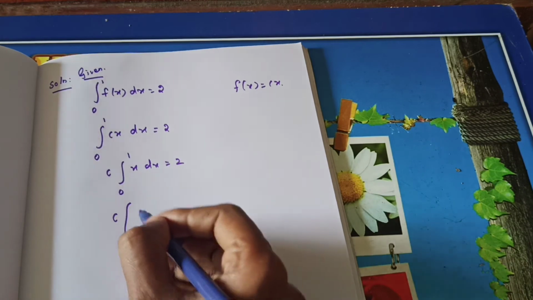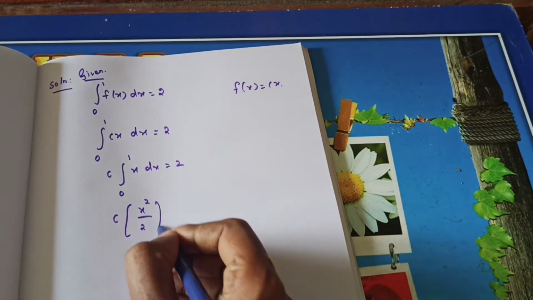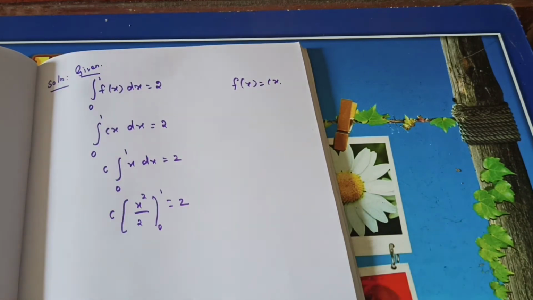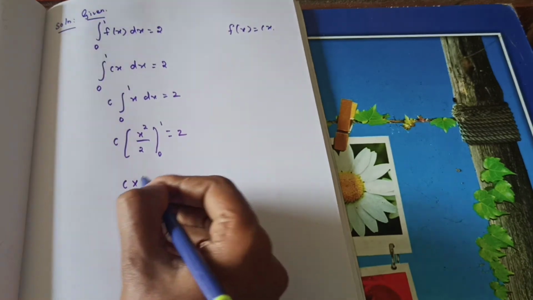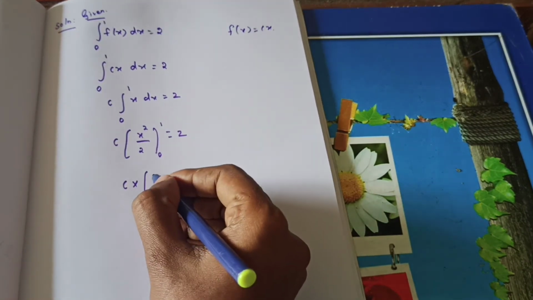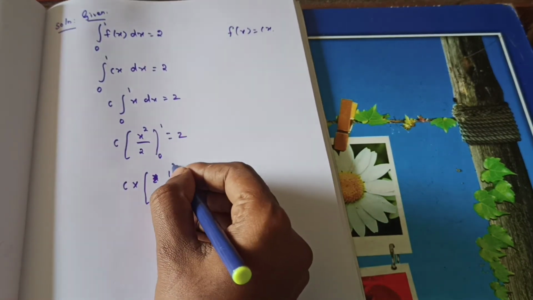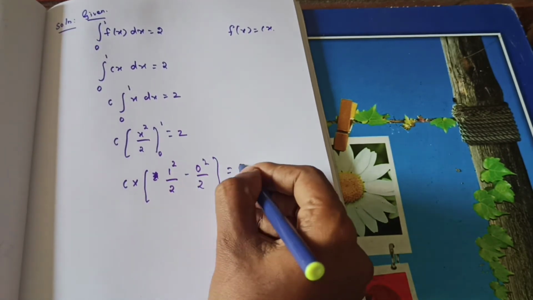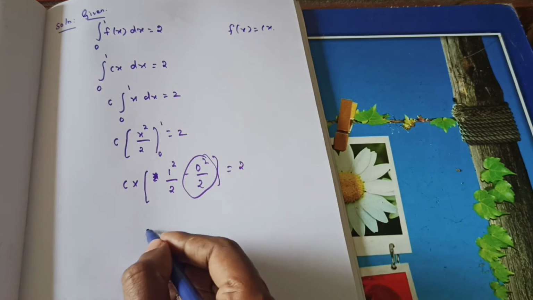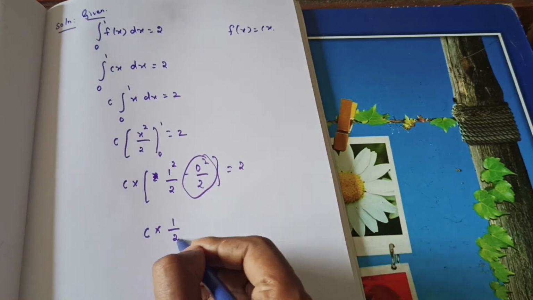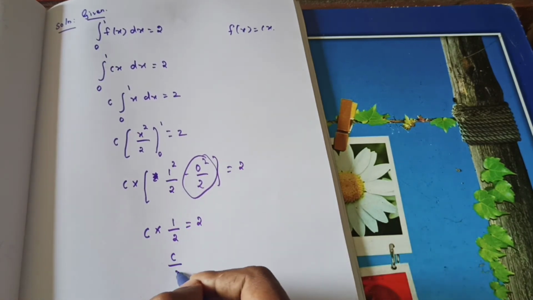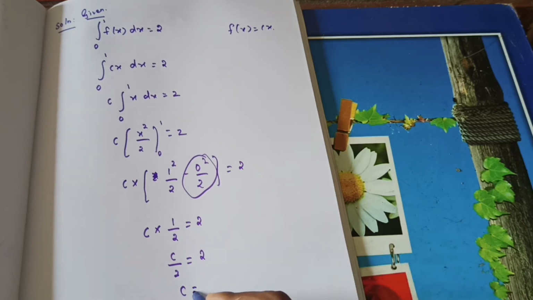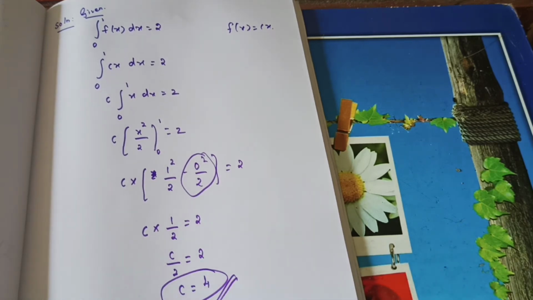Now integrate: c into x square by 2, from 0 to 1, equal to 2. So c into, now apply the limit, x for 1, is it right? So 1 square by 2 minus 0 square by 2 is equal to 2. So this will become 0. So c into 1 by 2 equal to 2. So c by 2 equal to 2. So c is equal to 4. This is the required answer.